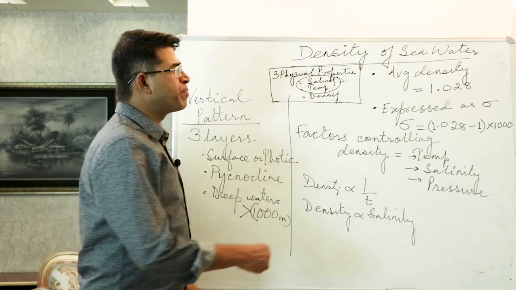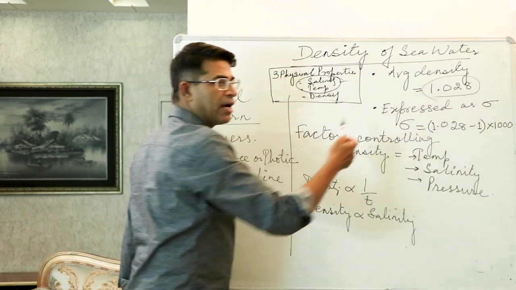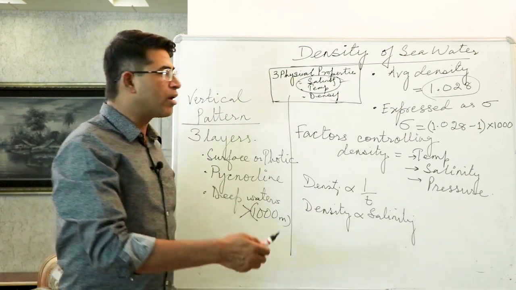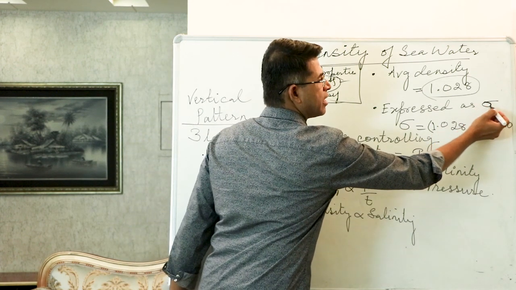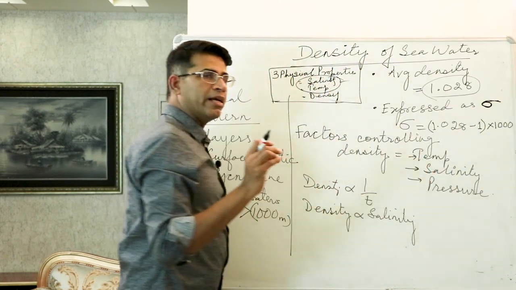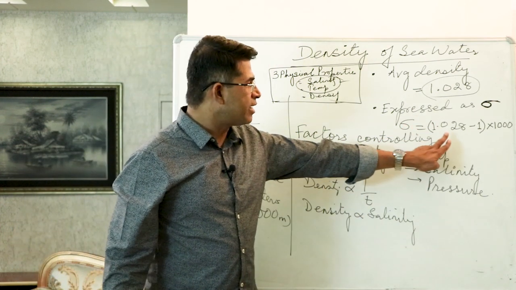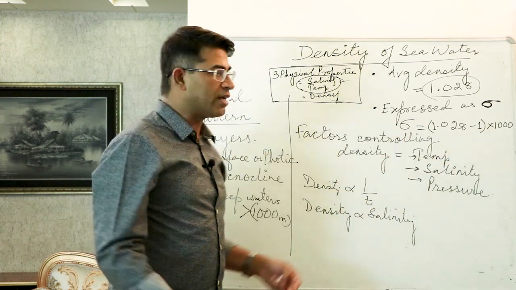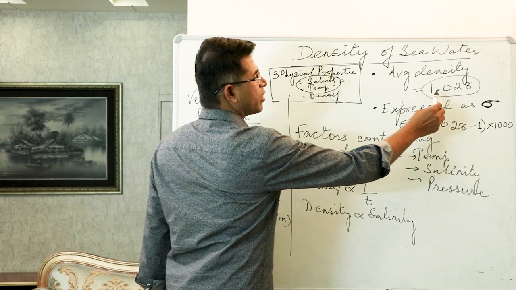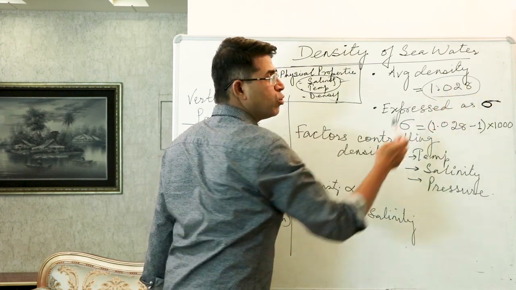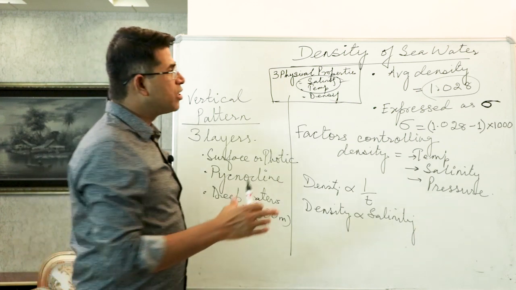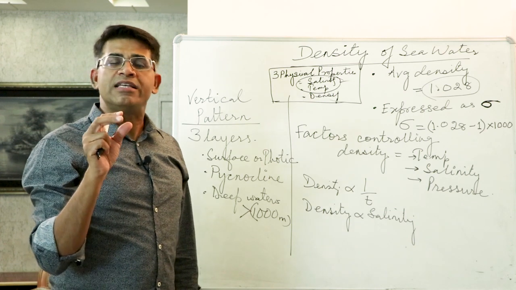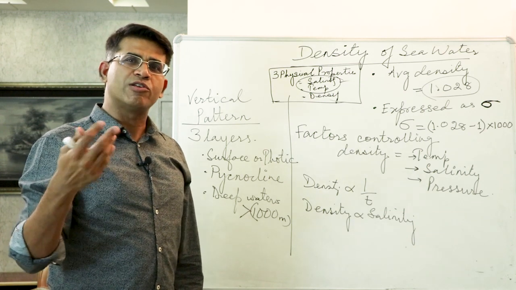Now, the problem is that expressing such a big number sometimes becomes tedious. So what we have done is use a symbol called sigma. This is the sigma symbol. Sigma is expressed as the density of the oceans minus 1, into 1000. So what we are trying to do is reduce the number to some convenient number, an easily memorable number rather than 1.028.